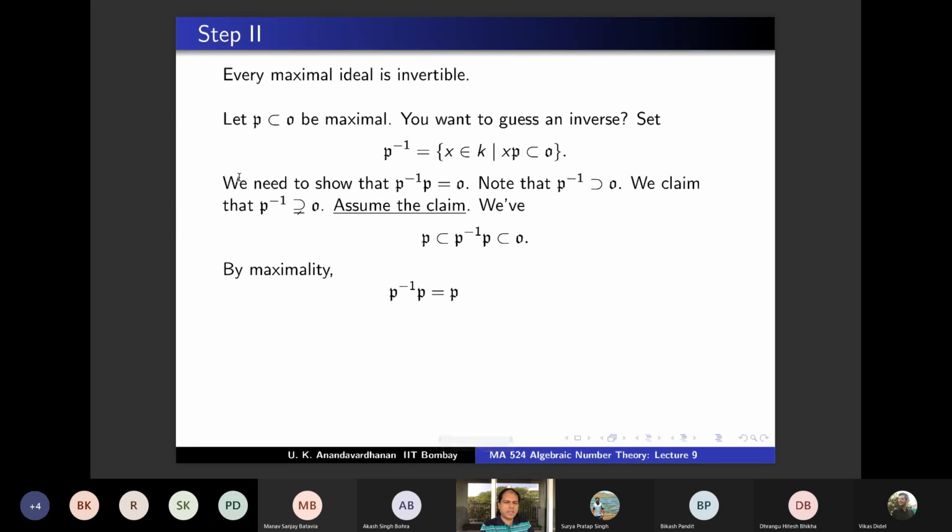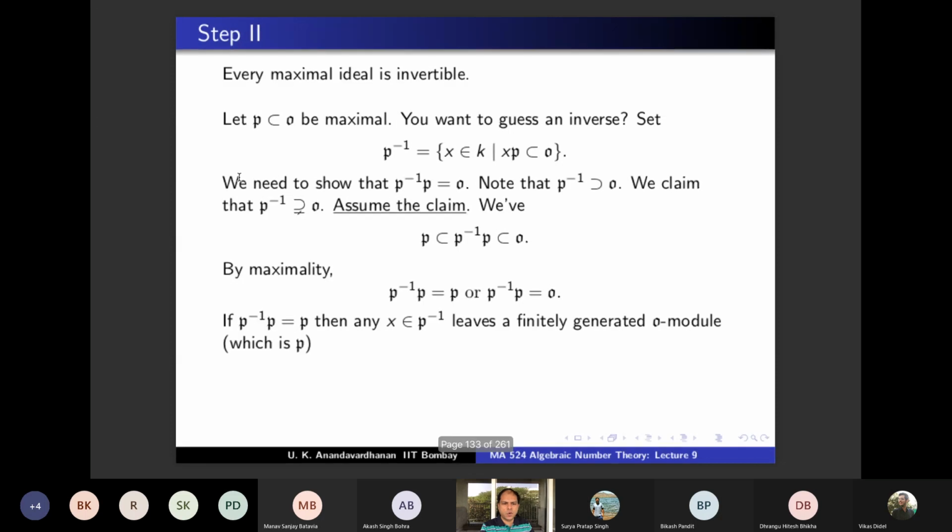So that's a proof. So by maximality, P inverse P equal to P or P inverse P equal to O. If P inverse P equal to P, then any X in P inverse leaves a finitely generated O module, which is P, invariant.